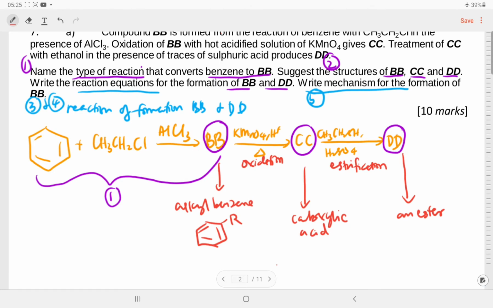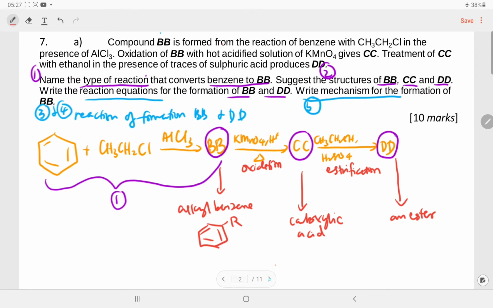For the reactions of BB and DD, you need a good memory to remember the whole set of answers. The reaction equation for the formation of BB is the formation of alkyl benzene, the reaction for DD is esterification, and the mechanism for BB is electrophilic aromatic substitution. So here are the answers that you are supposed to know.